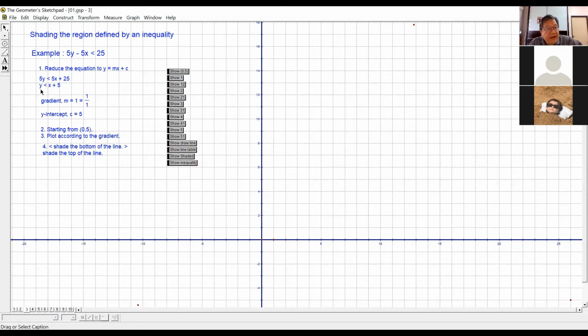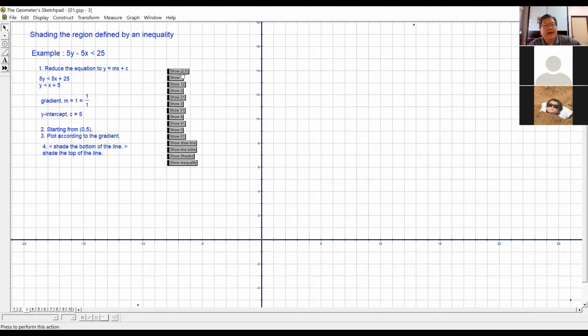Then if the inequality here is less than, you shade the bottom of the line. If the inequality is greater than, then you shade the top of the line. But you don't just see the less than sign in the original inequality and shade right away. Cannot. You must change it to y equals mx plus c form first. After you change it, if the final sign is less than, then you shade the bottom. If the final sign is greater than, then you shade the top. Not just look at the initial equation and say, oh, this is less than. So I'm going to show you how.